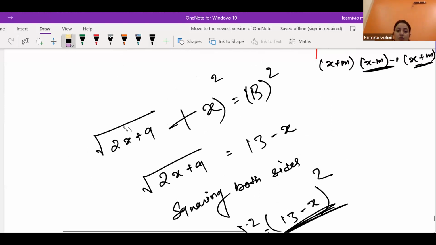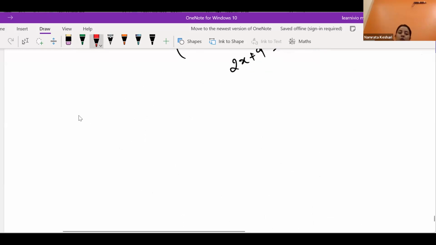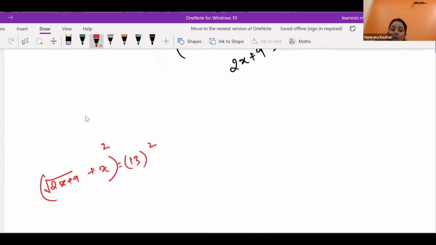Let me show you why we will not do squaring on both sides here, why we will shift everything to the other side and keep just the square root term on one side, and then do the squaring. Because if you do squaring on both sides here, with 2x plus 9 plus x is equal to 13, you won't be able to remove this root. Basically, our purpose is to remove the square root from here, and if we do squaring now, we won't be able to remove the square root.